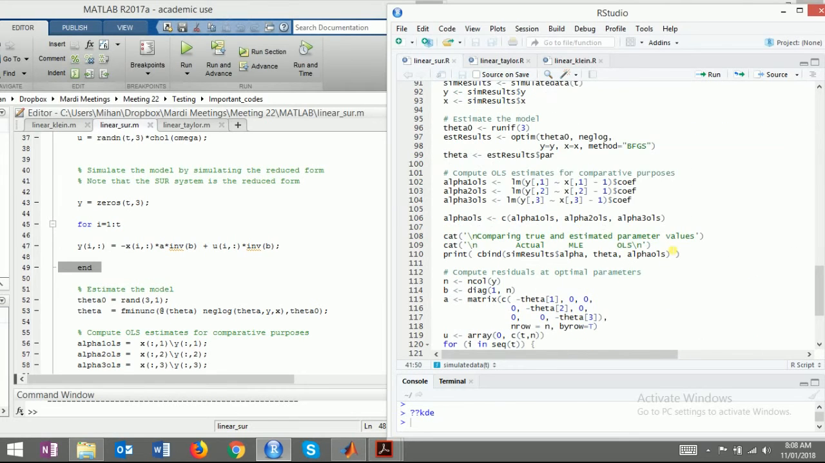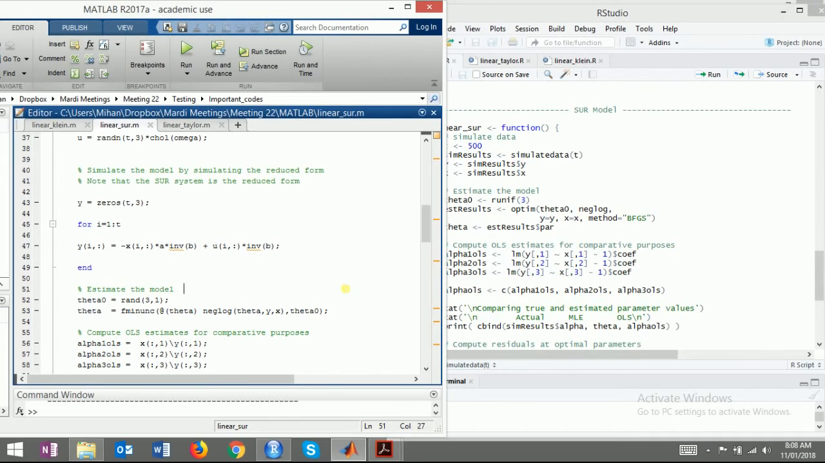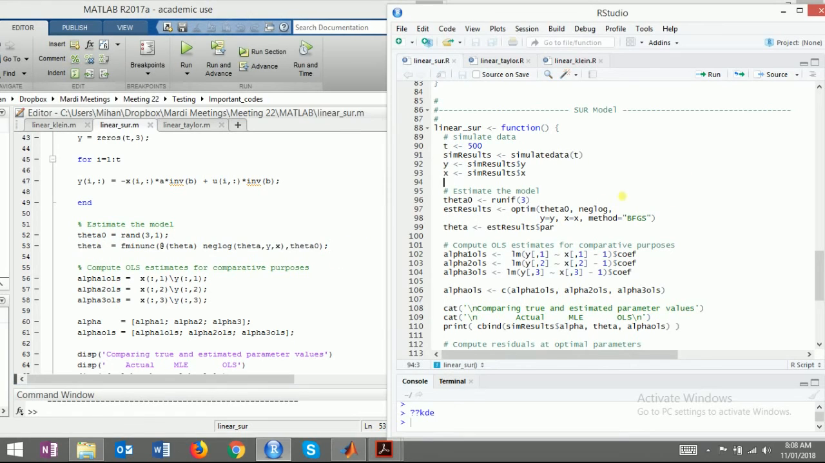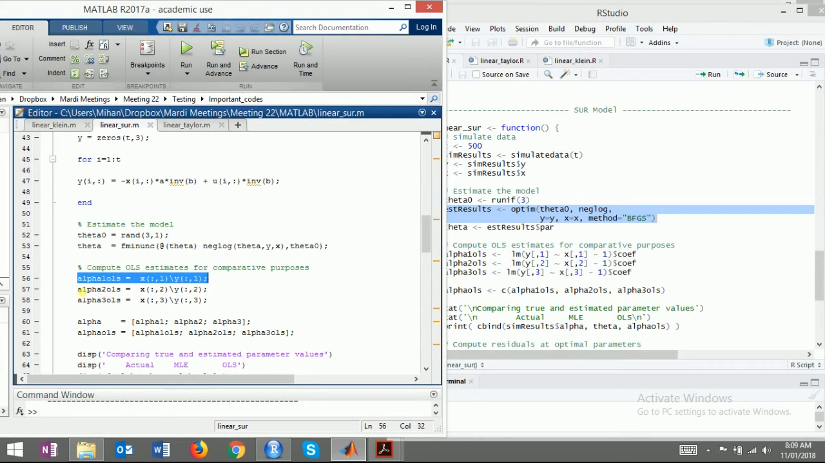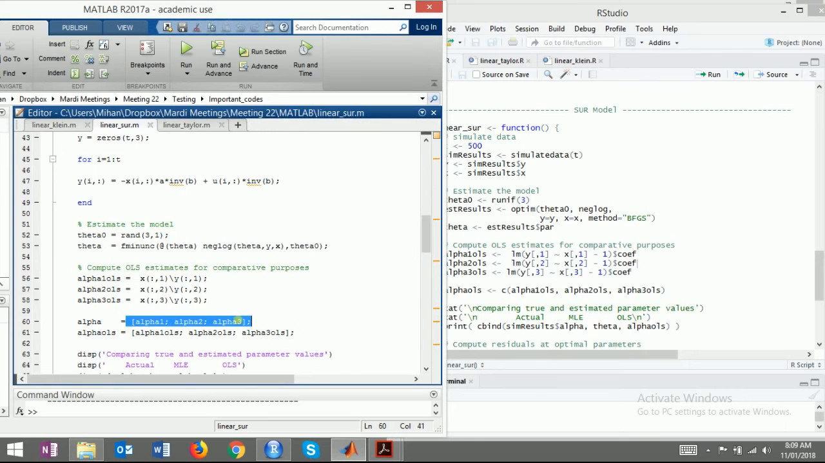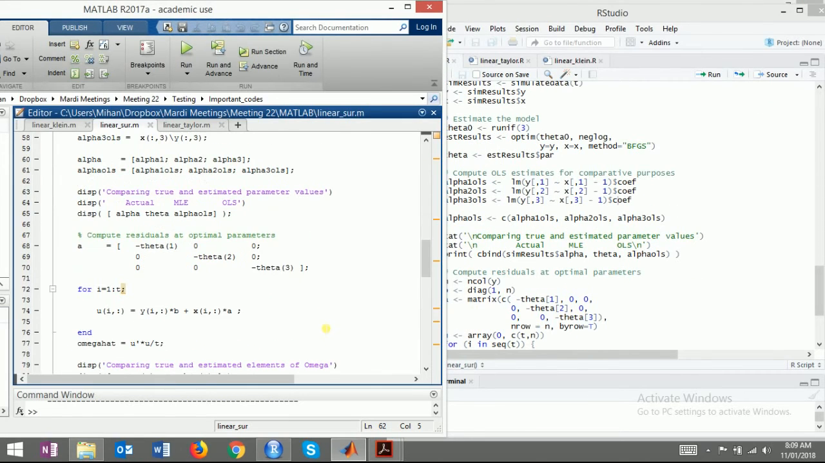Then comes from here, estimate the model, theta naught is equal to 3, 1. So initialization, then estimate theta with optimization using Newton-Raphson. Then compute OLS, x1, y1, alpha 2, x2, y2, alpha 3, x3, y3. Fine. Alpha and alpha OLS, these are the alpha OLS, and just simply compare them.